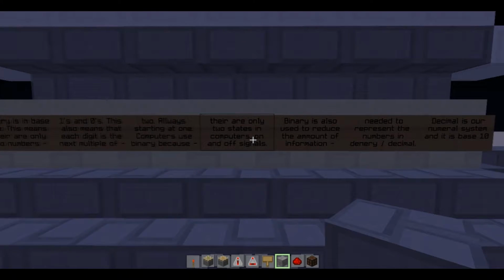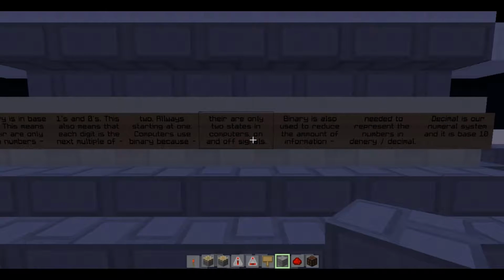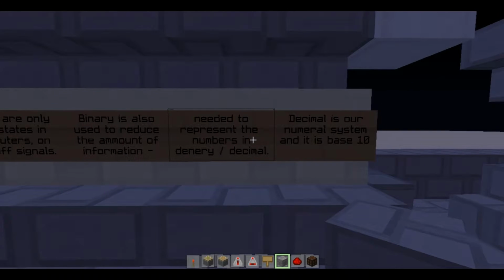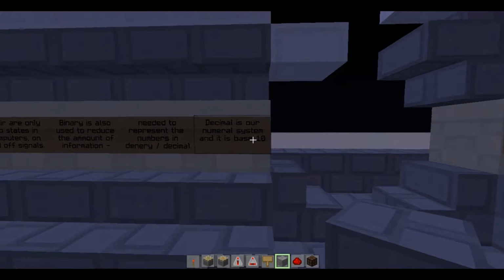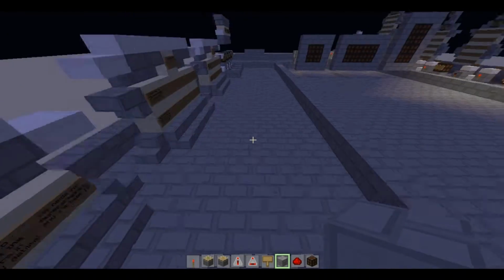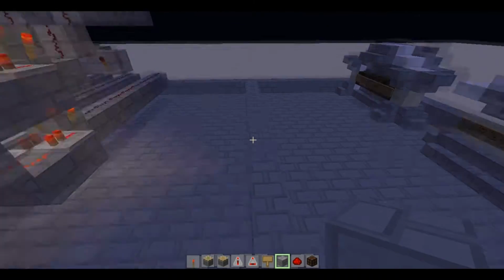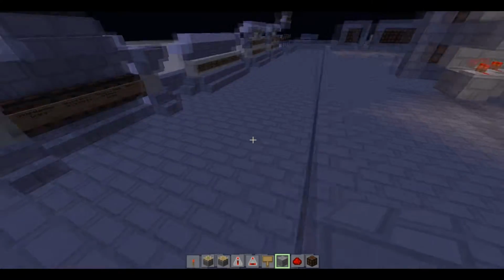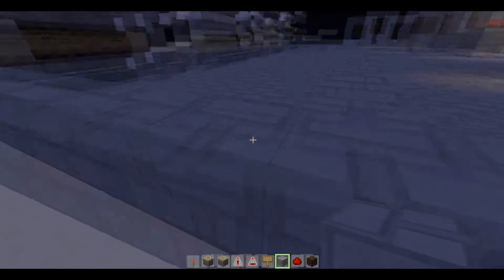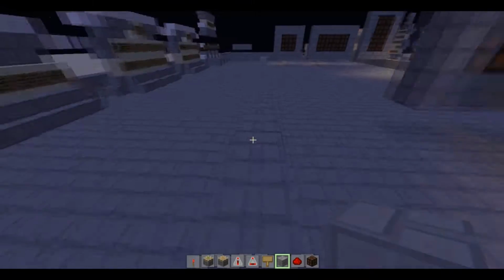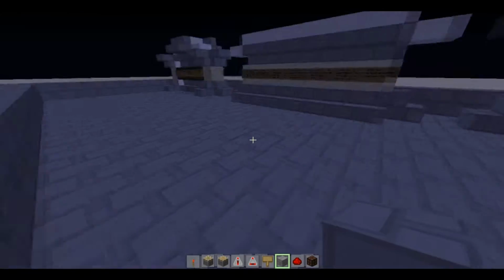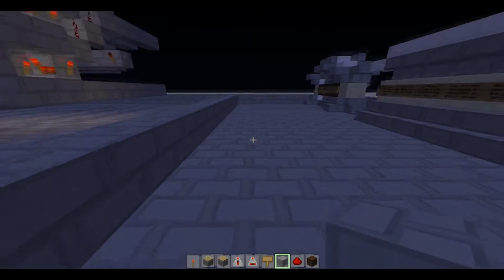Computers use binary because there are only two states in computers, on and off signals. Binary is also used to reduce the amount of information needed to represent the numbers in denary/decimal. Decimal is our numeral system and it is base 10. So going over binary, when it comes to a new code, like a new language, it is always to a base, and that base represents how many numbers are used in the language and also what each numerical digit is evaluated to. So that is going to be a lot better explained when I move on to the next board.